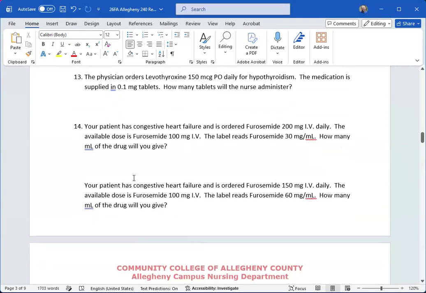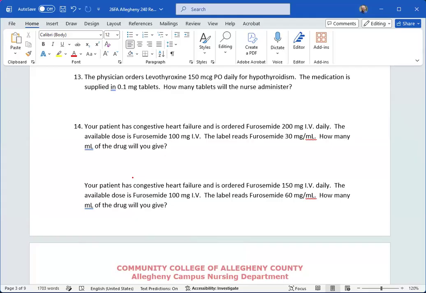Oh, so this is another question that even for you guys, your fourth semester, you know all this stuff. This furosemide question gets missed a lot, and it's because there's a lot of extra information. So let me just go through it real quick. It says your patient has congestive heart failure, ordered furosemide 200 milligrams IV daily. The available dose is furosemide 100 milligrams IV.